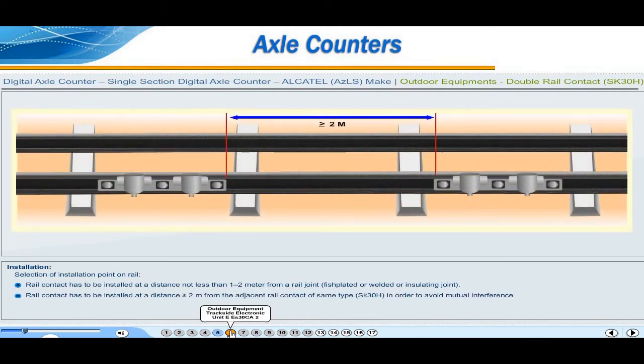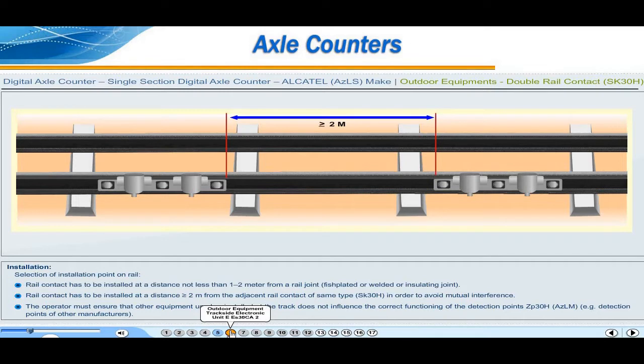Rail contact has to be installed at a distance of greater than or equal to 2 meters from the adjacent rail contact of same type, that is SK30H, in order to avoid mutual interference. The operator must ensure that other equipment used or installed at the track does not influence the correct functioning of the detection points EZP30H of AZLM, for example, detection points of other manufacturers.